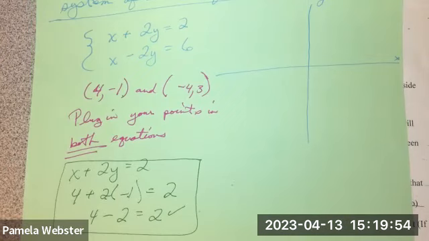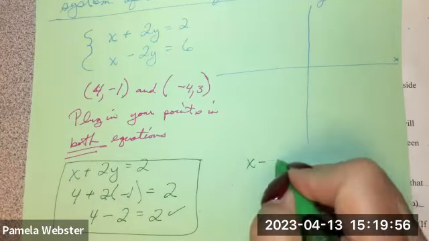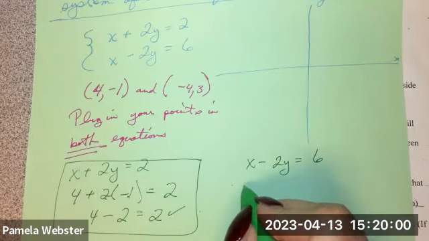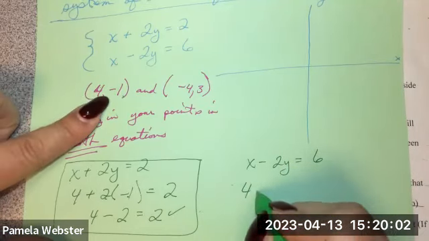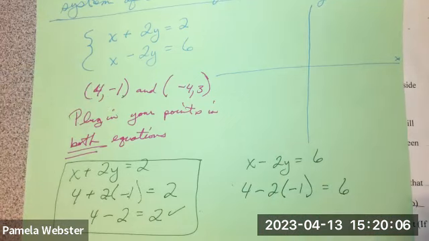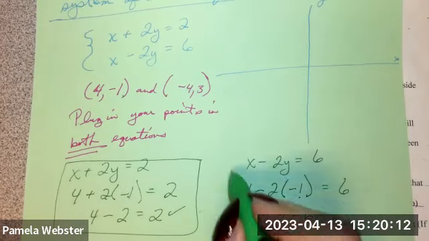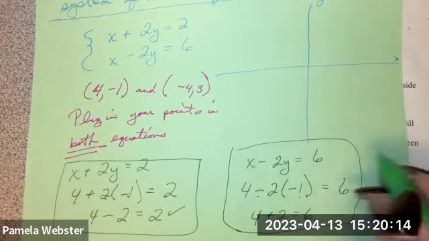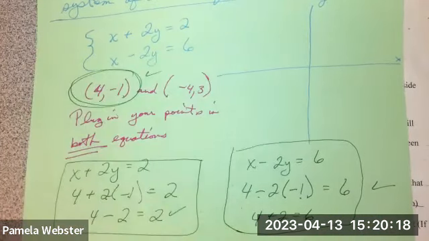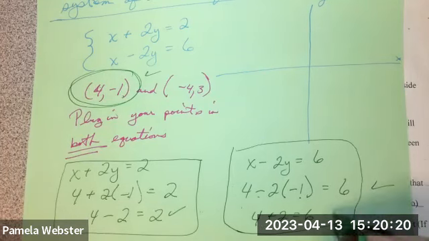So let's see. The second equation is x minus 2y equals 6. When I plug it in, I get 4 minus 2 times -1 equals 6. And sure enough, -2 times -1 is a +2. So 4 plus 2 equals 6. And indeed, 4 plus 2 is 6. So this one works in both equations. So this is also true.